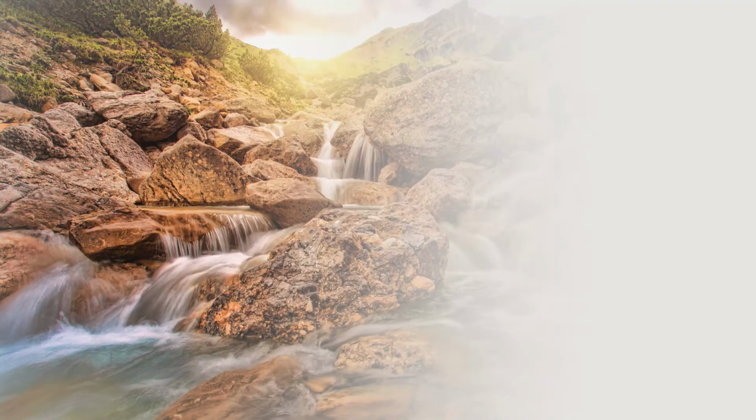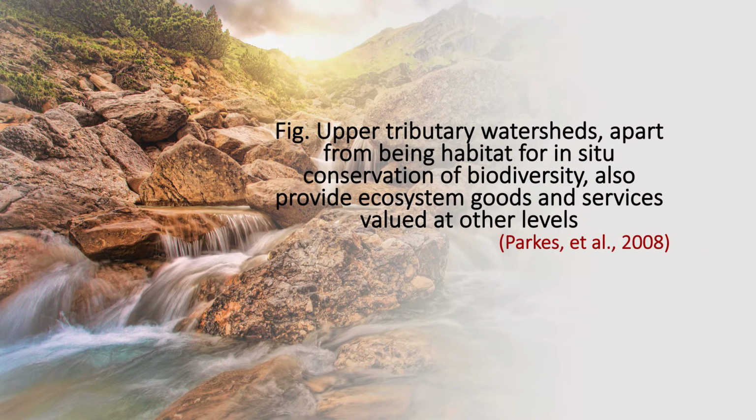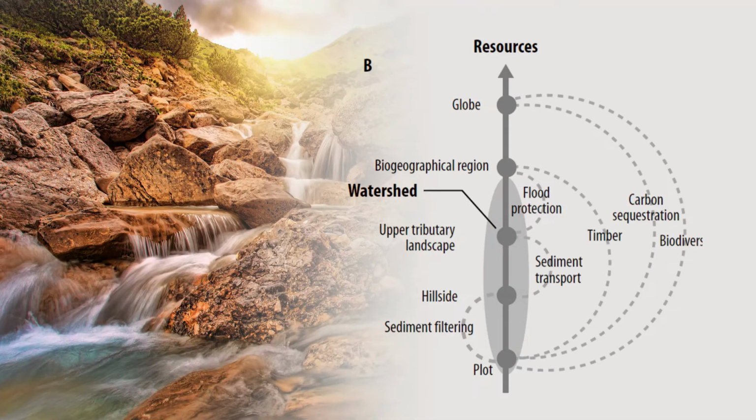So in this figure, you will find that the upper tributary watershed, apart from being a habitat for in situ conservation of resources like biodiversity, also provides ecosystem goods and services value at different levels. When you look into the watershed, you will find the upper land tributary landscape here, a hillside, sediment filtering. Then you can see up to the plot level, from the plot to the watershed level, then the biogeographical region, then the global level. These are interlinked, right? You will see in this diagram.